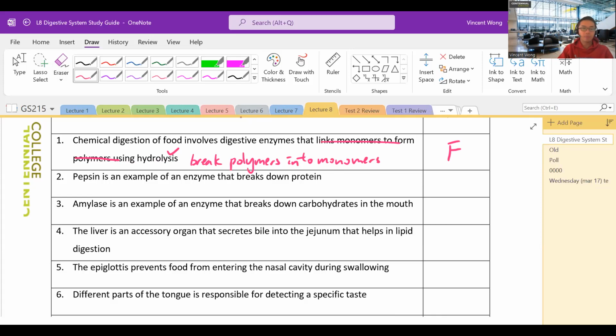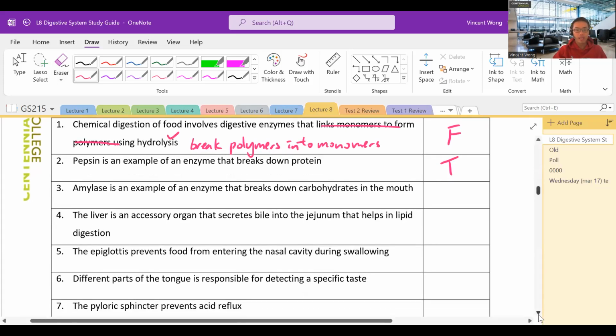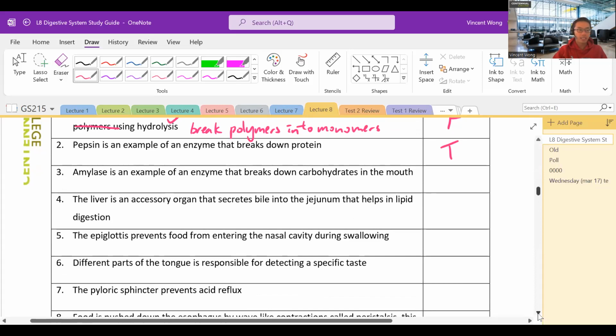Pepsin is an example of an enzyme that breaks down protein. That is correct. Pepsin is found in the stomach, as well as the pancreatic juice, right? And we just talked about it. The pepsin is made in the form of pepsinogen and must be activated by hydrochloric acid before it is going to be active. Amylase is an example of an enzyme that breaks down carbohydrate in the mouth. That is correct.